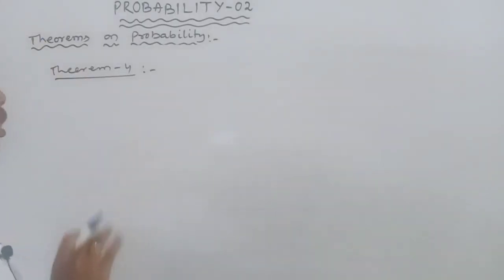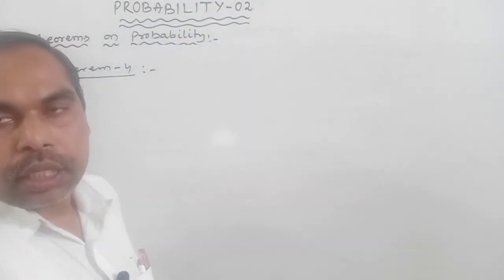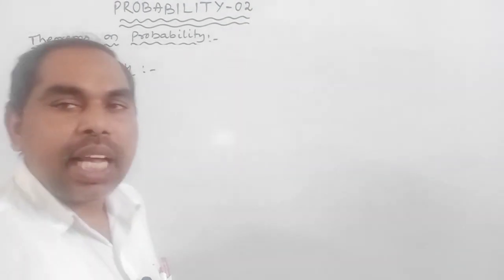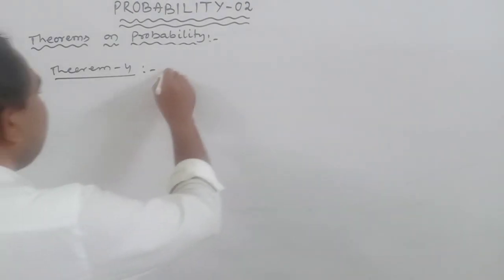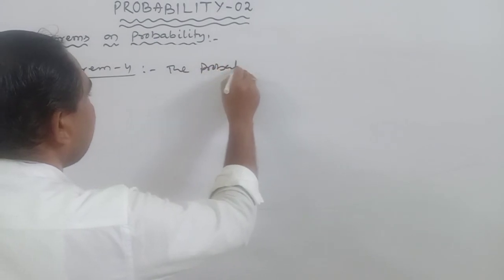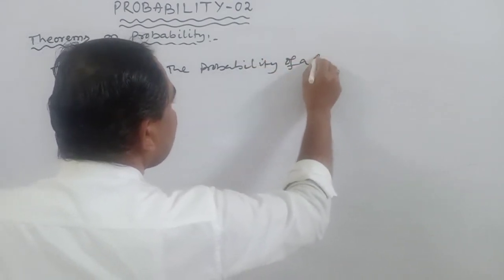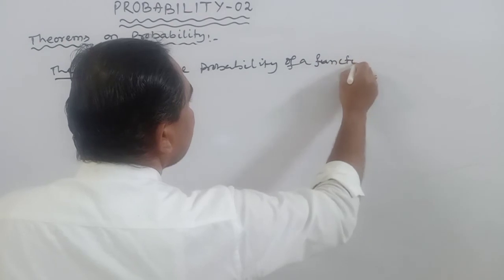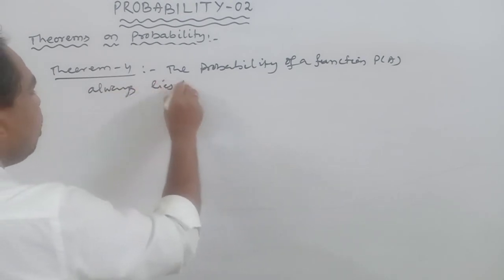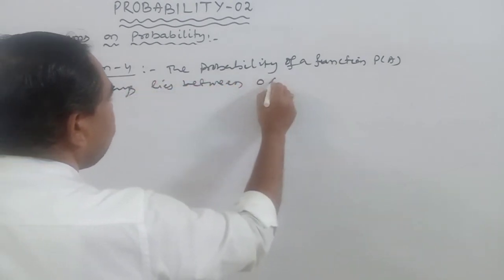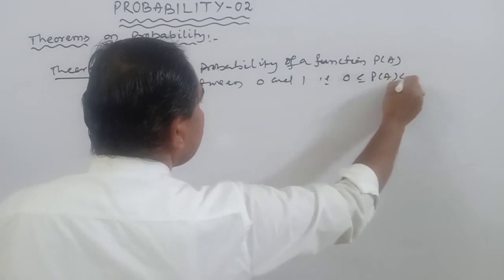Next, theorem 4. The probability of an event A always lies between 0 and 1, that is, 0 is less than or equal to P of A is less than or equal to 1.